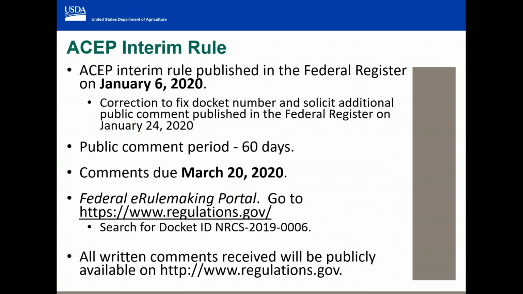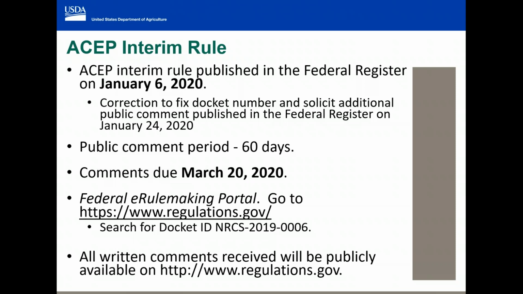Okay. So with all of that, just a general piece of information. I think hopefully all of you know, but if not, the ACEP Interim Rule was published to the Federal Register on January 6th. There was a correction document published on January 24. However, that didn't make any changes to the rule itself. There was a docket number error in the first version of the rule that was published, so that was fixed. But what it did include was 2 additional specific requests for public comment on a couple of particular topics.